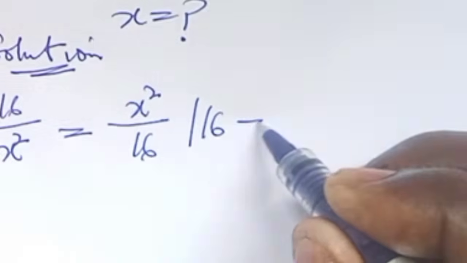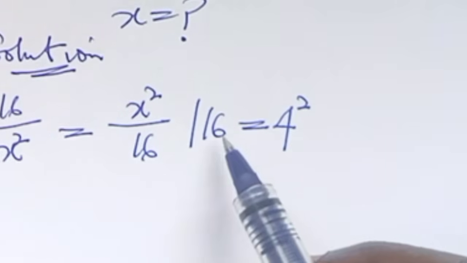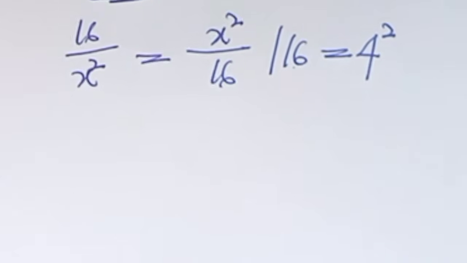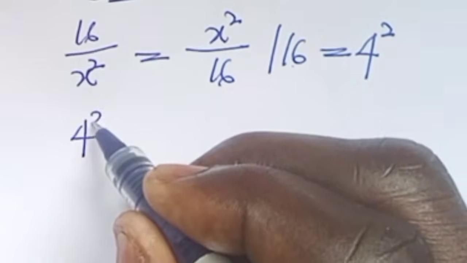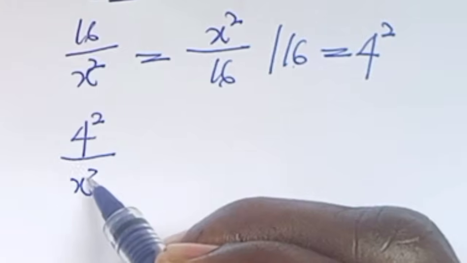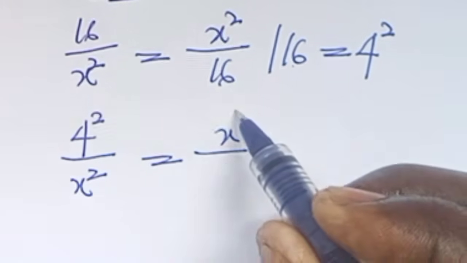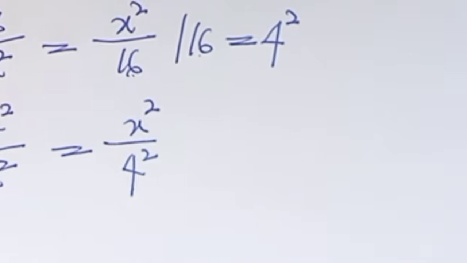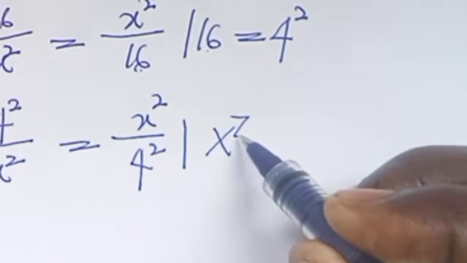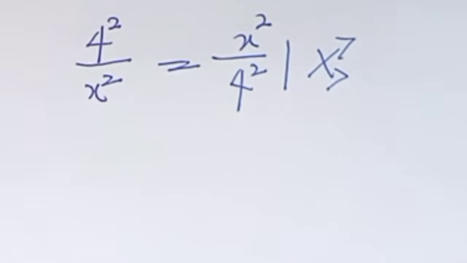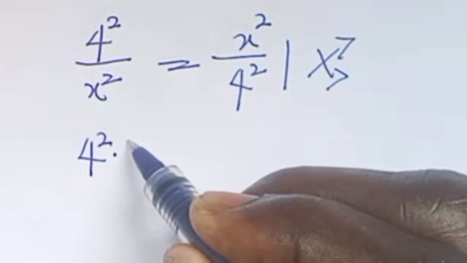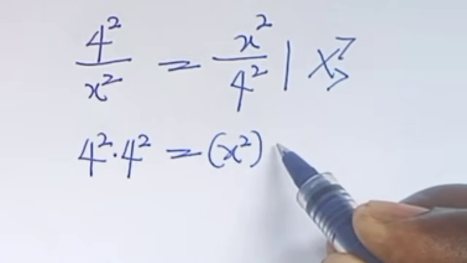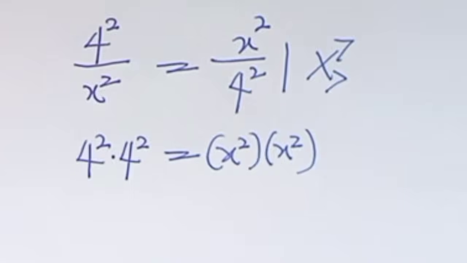But 16 can be written as 4 to the power of 2. So in place of 16, we're going to write 4 to the power of 2. That way, the next line will become 4 to the power of 2 over x to the power of 2 equals x to the power of 2 over 4 to the power of 2. And we are very fine. Again, we are going to cross multiply. So if we do this very well, we have 4 to the power of 2 times 4 to the power of 2 equals x to the power of 2 times x to the power of 2.